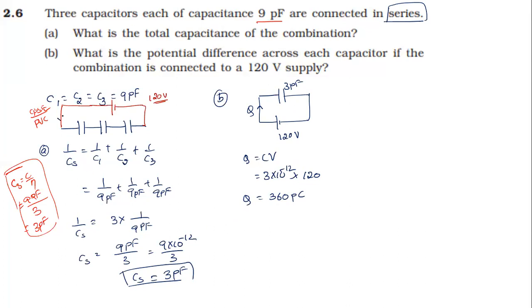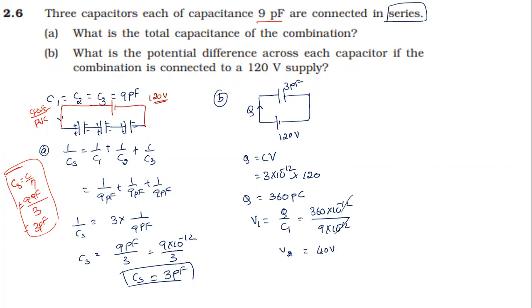Now in this combination, charge remains the same, right? Charge remains the same because what combination is it? Series combination. Since charge remains the same, what are we going to take now? In a simple way, potential V1 is equal to Q by C1. So Q is 360 into 10 power minus 12 divided by C1, which is given as 9 into 10 power minus 12. 10 power minus 12 cancels. It will be 40 volt.